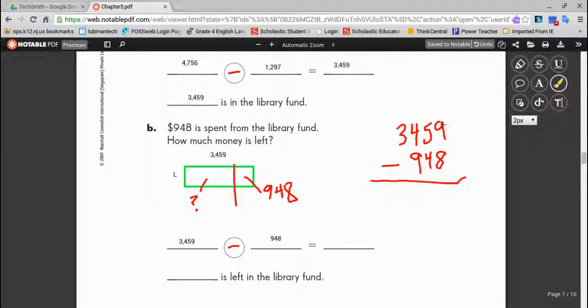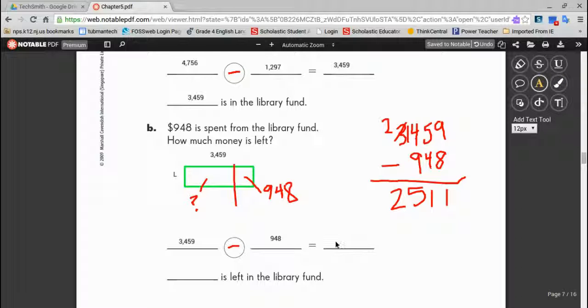Okay, so let's do this problem. 9 minus 8, okay, that's 1. 5 minus 4, that's also 1. 4 minus 9, can't do it. I gotta regroup. Take one of my thousands away, make that a 2. Add 10 here, makes that a 14. 14 minus 9, okay, that's 5. And 2 down, it's 2.